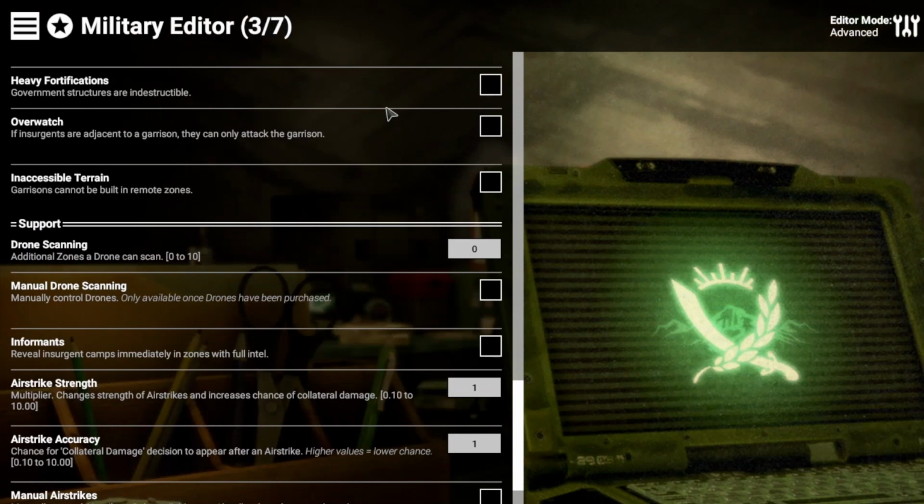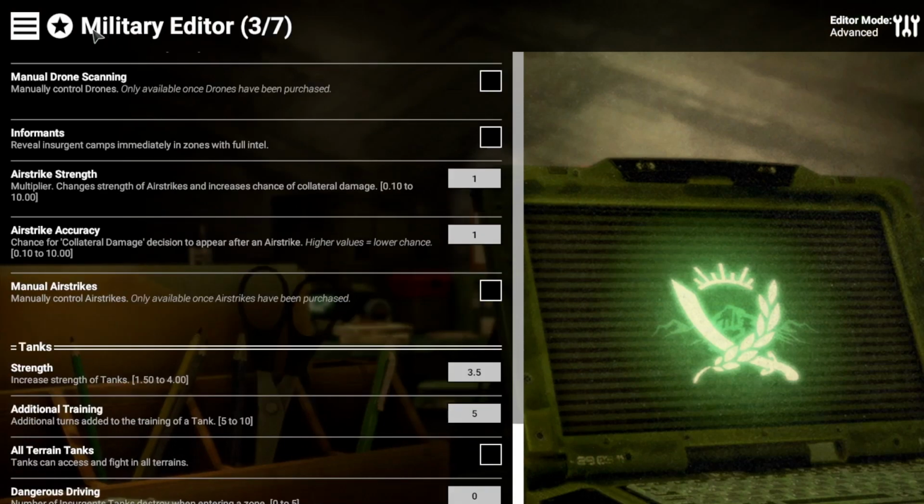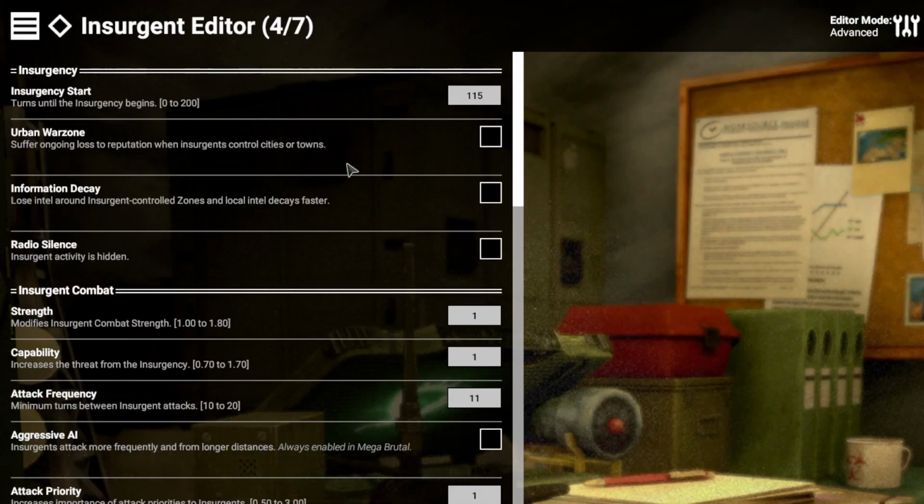Tank strength. Compared to soldiers, the multiplicative increase over normal soldiers. Tank additional training. Self-explanatory. Next up, Insurgent editor. Insurgency start. Self-explanatory. Default of 20 months. Strength. Self-explanatory. Default of 1x. Set value to less than 0 will remove the challenge.